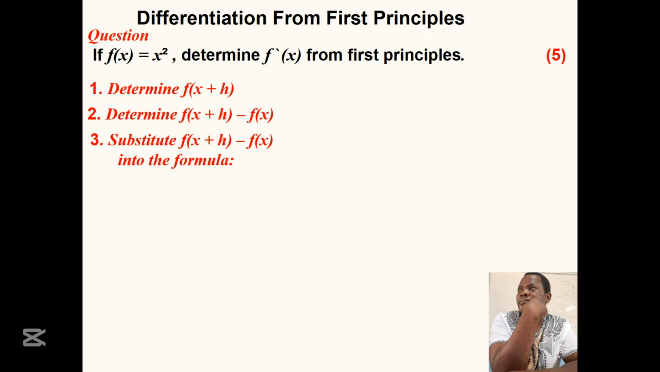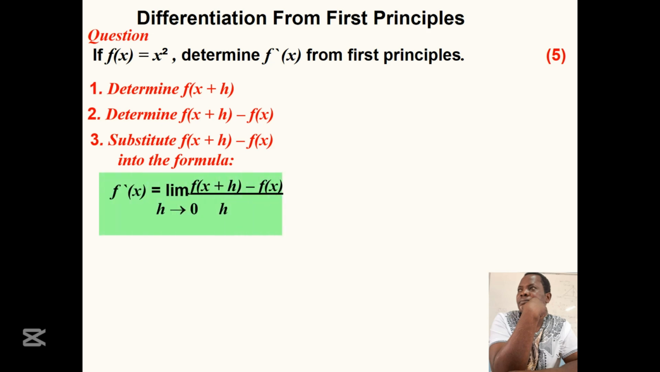Let's have a look now at the practicality of these three steps. This is our formula that we are going to apply. In the numerator of this expression, we have f of x plus h, and that is the first calculation we are doing in number one. Then the whole numerator is f of x plus h minus f of x. That is the second calculation we are doing in number two. Then the third one is substituting. So let's have a look at how this works.